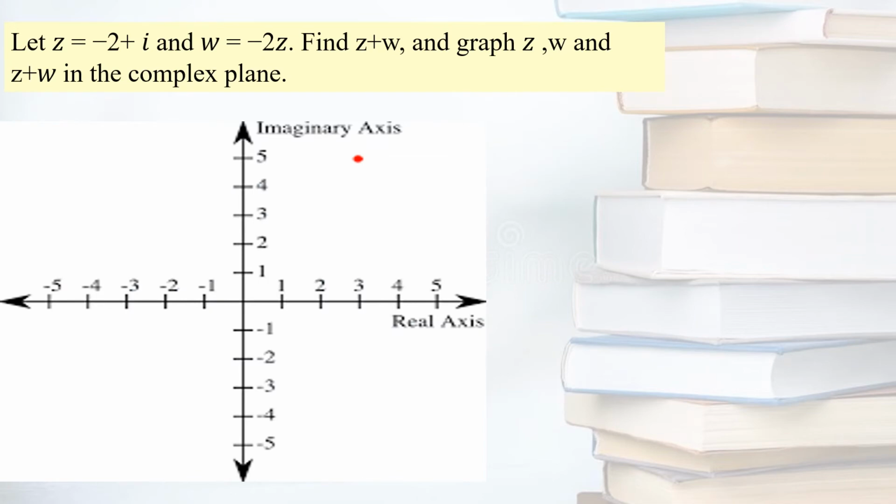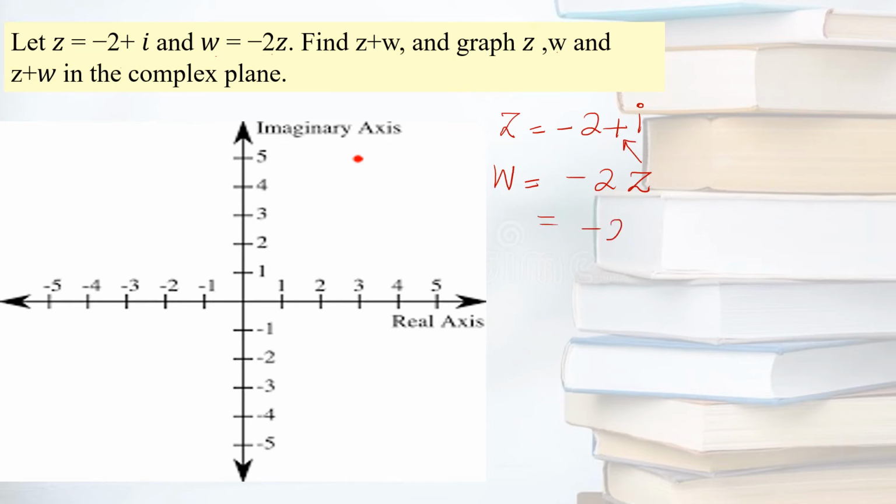Let's check this example. Let z equals minus 2 plus i and w equals minus 2z. Find z plus w and graph z, w and z plus w. So let's see what is given, that z equals minus 2 plus i. Now the second factor is w, which is equal to minus 2z. But what is z? z is already minus 2 plus i.